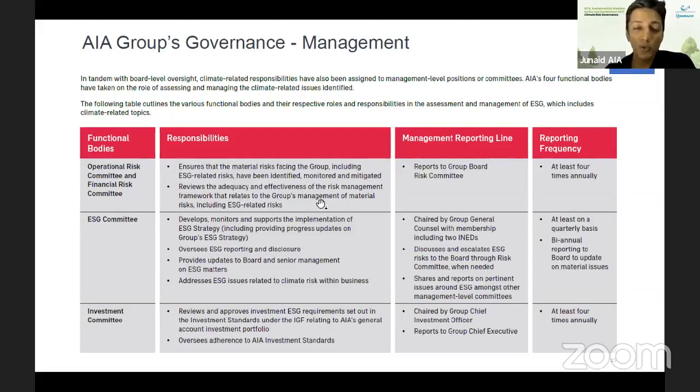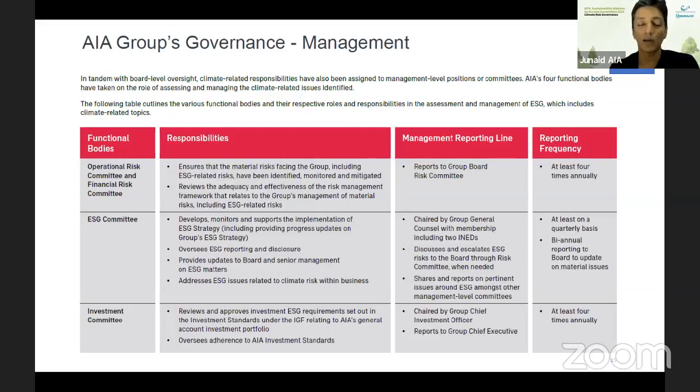The committee will also address ESG issues related to climate risk as necessary. And just in terms of governance of the ESG committee, it is currently chaired by a general counsel and meets at least on a quarterly basis. We have a similar committee in AIA Malaysia, which comprises EXCO members who also lead the implementation of AIA's ESG strategy locally. So I'll show you in a bit what our ESG strategy looks like. And we have 5 pillars. Each pillar has an EXCO lead who will oversee the implementation of their particular pillar.